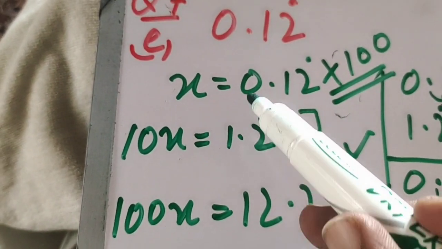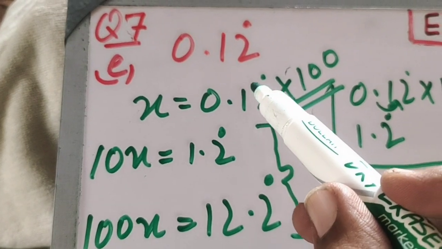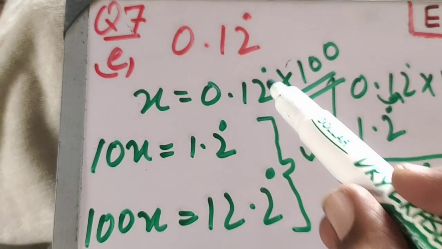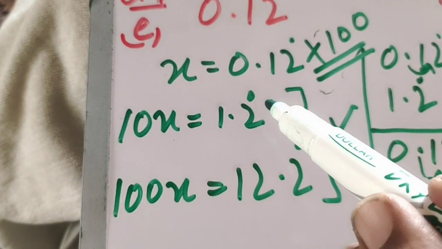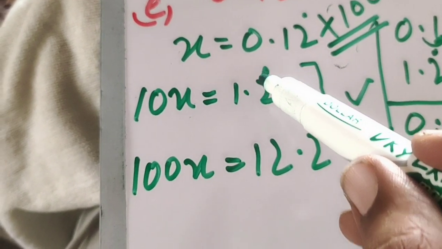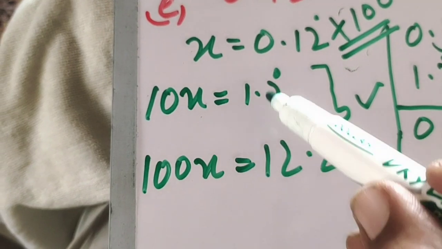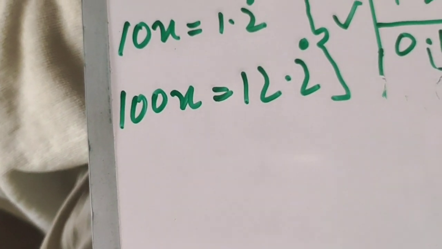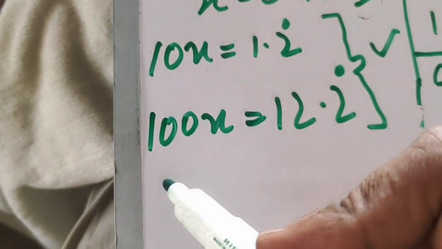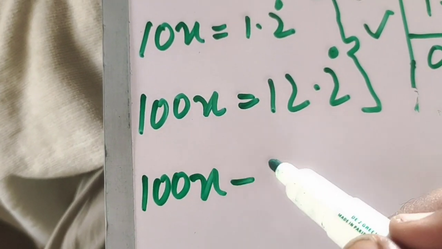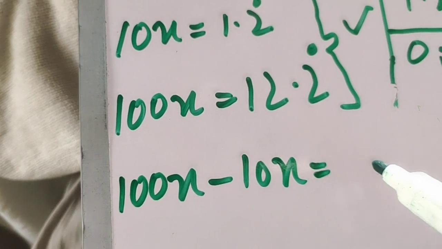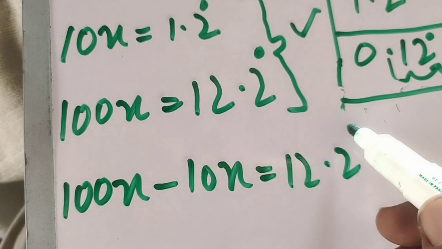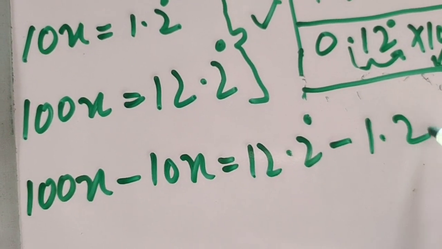Now we will not subtract as we did in the first two parts, where there were two fractions. These are the new two equations, so we will subtract these new two equations from bigger to smaller. So this will be 100x minus 10x is equal to 12.2 dot minus 1.2 dot.